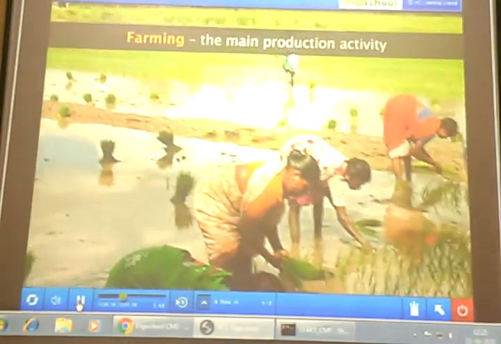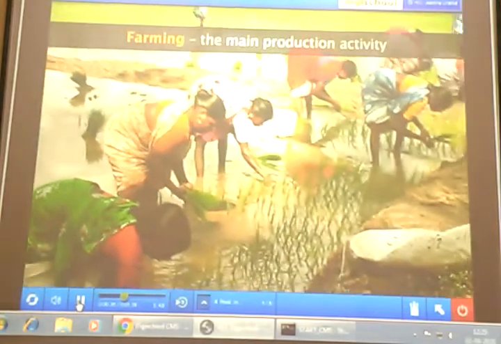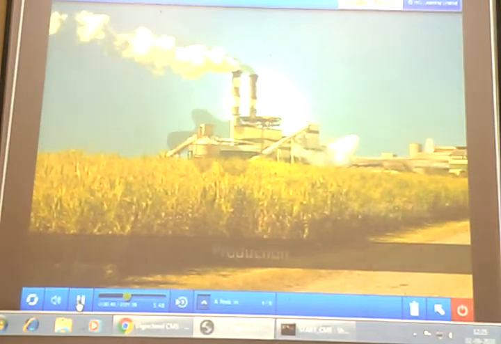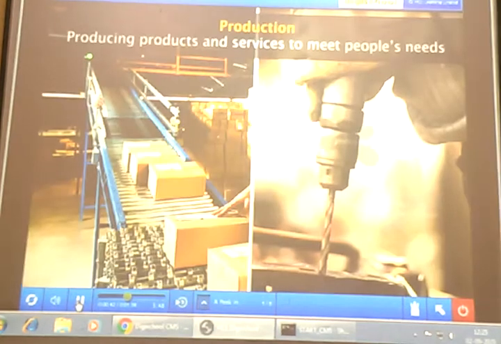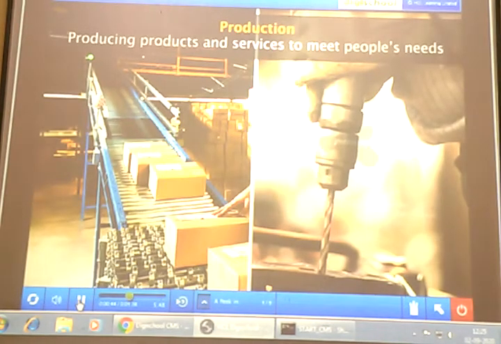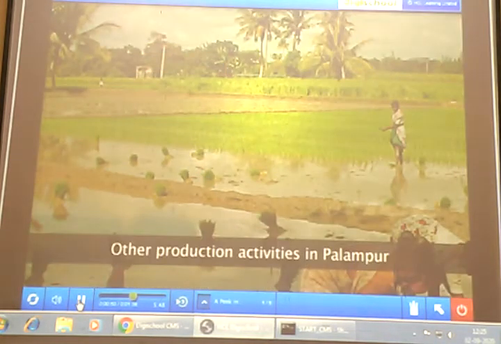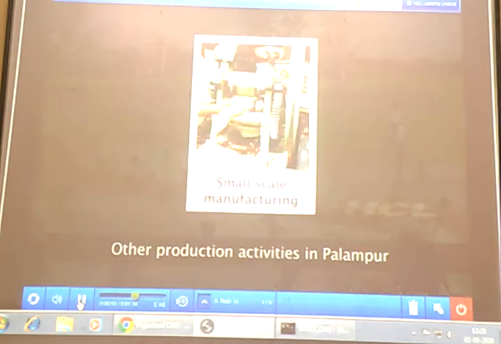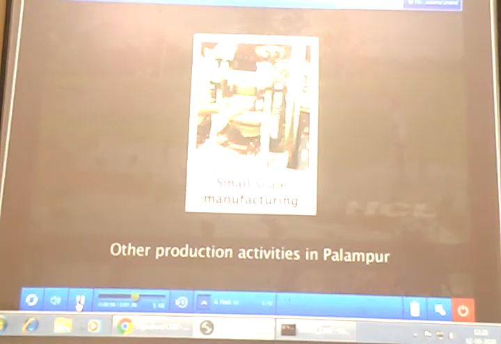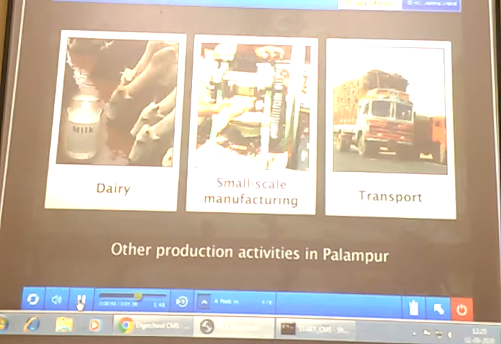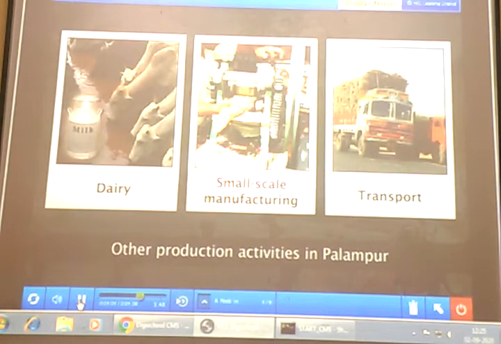Farming is the main production activity in Palampur. And in case you are wondering what the term production means, it is when products and services are produced to meet people's needs. Apart from farming, other production activities such as small-scale manufacturing, dairy and transport are carried out on a limited scale in Palampur.